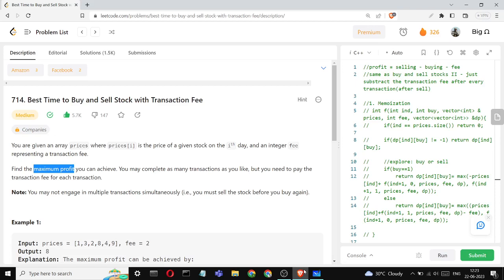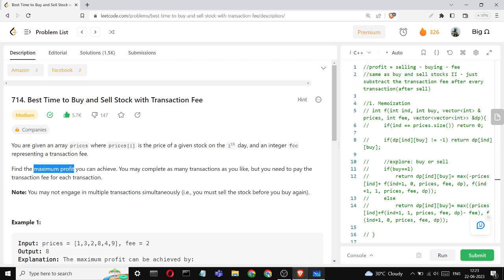So let me tell you how we will go forward. First of all, we will understand the problem, then we will see a recursive solution, and then we will try to convert that recursive solution into a DP solution, and in the last we will see the code.